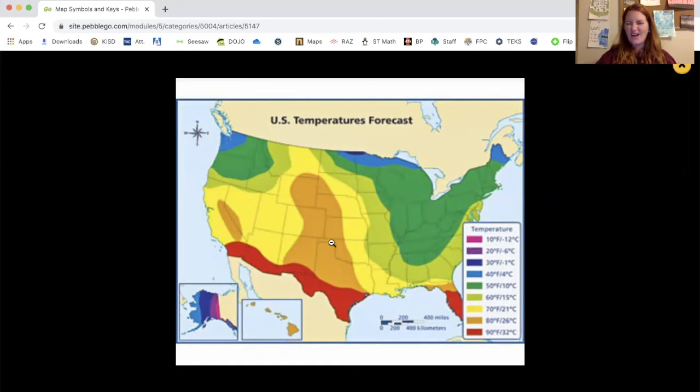there's a lot of orange in this area. Let me find orange. Oh, orange means it's going to be around 80 degrees. There we go. What about this dark green? This dark green is 50 degrees. Wow. Instead of putting a little symbol in one spot, they used colors because it was going to take up a whole area. Okay, so we've talked a lot about maps.